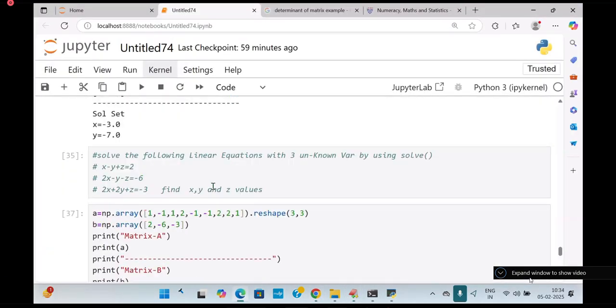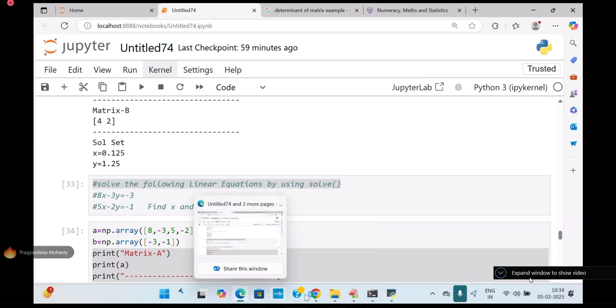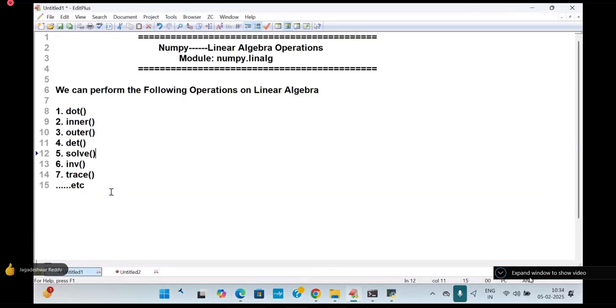So, this is about which function? The solve function. If this question comes from an interview point of view, will you answer it? Next, what is the next function? INV, inverse. Spell out inverse. So, I will go for inverse.